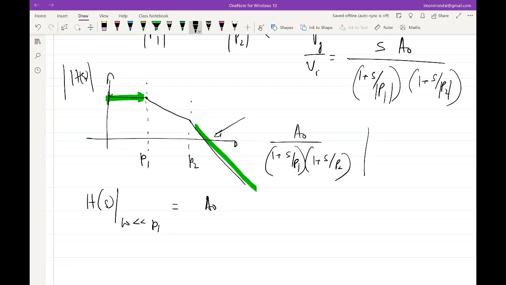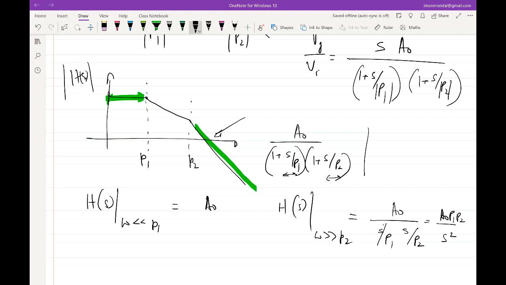So what will H of S be when omega is much greater than P2? You cannot put infinity. I want the equation in terms of S. Basically, in both these cases, S by P1 and S by P2 will dominate over 1 because we are operating at a frequency much higher than P1 and P2. So essentially, this becomes A0 by S by P1 times S by P2, which means A0 P1 P2 by S squared. So now let's come back to the middle guy here.